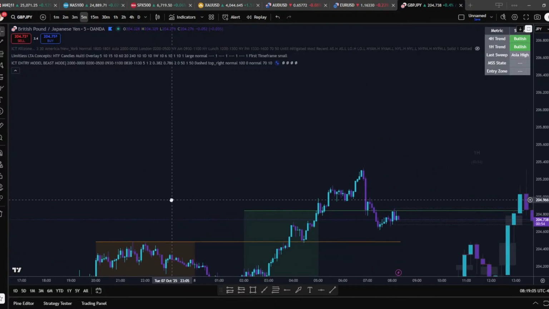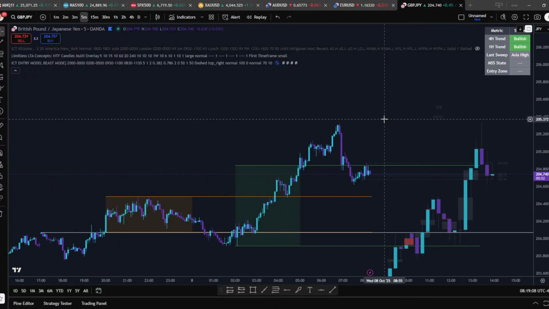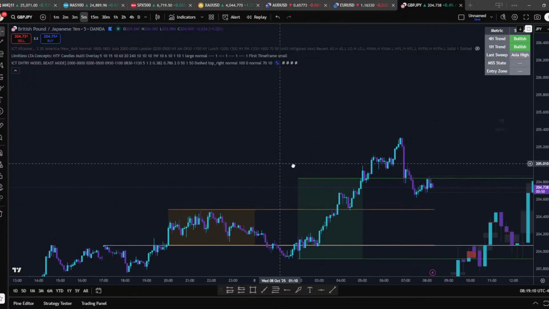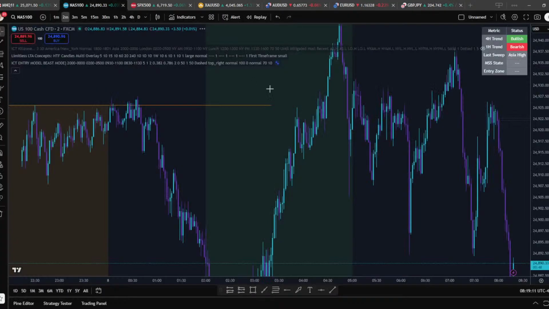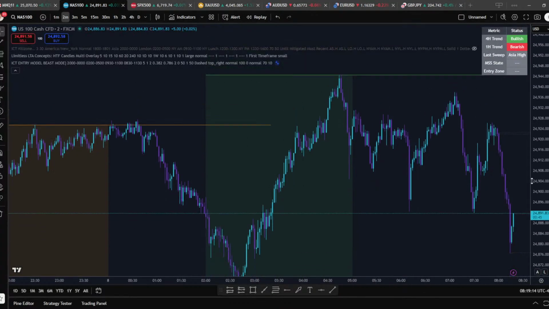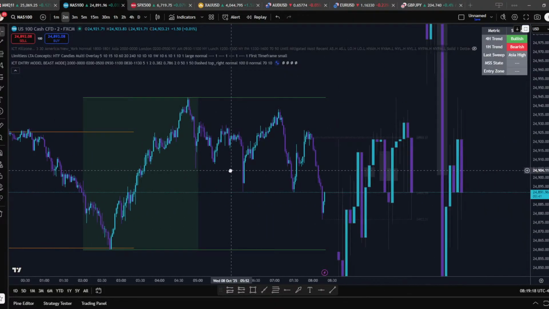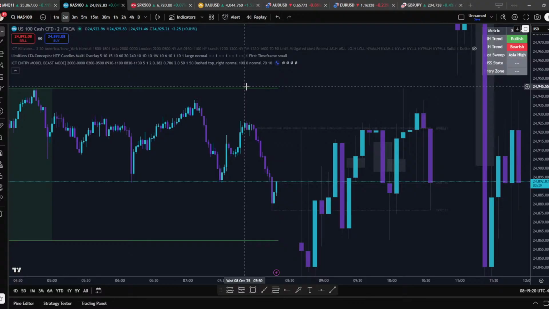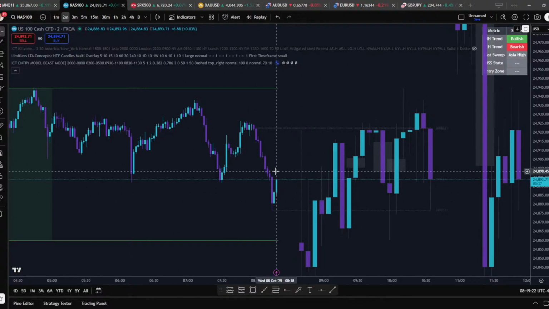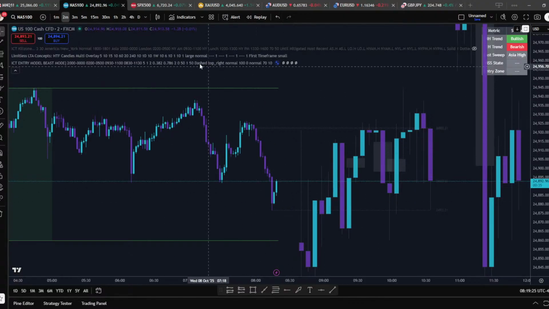Okay, so firstly, guys, if we do a top-down analysis before we get into the strategies, let's do each pair top-down analysis, okay? Now, firstly, let me go through the indicators, okay? I use these two indicators for now, okay?